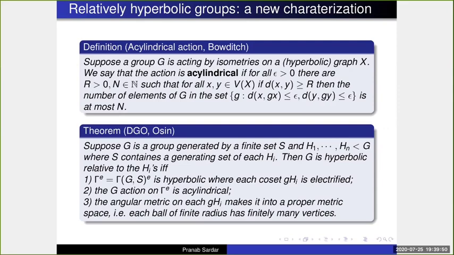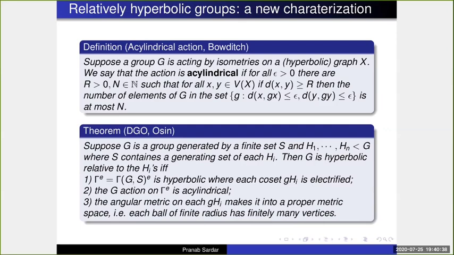So what is this? Number one is this electrified graph, where in the Cayley graph I am electrifying the cosets gHi. For every gHi, I am constructing a new vertex outside the Cayley graph and so on. That electrified graph should be hyperbolic. And the G action on this hyperbolic graph should be asymmetrical like we have defined before. And the angular metric on each gHi makes it into a proper metric space. If all the three things are satisfied, then G is hyperbolic relative to the Hi. So this is an if and only if condition. You can think of this as a new characterization, or you can take it as a definition of relative hyperbolicity.